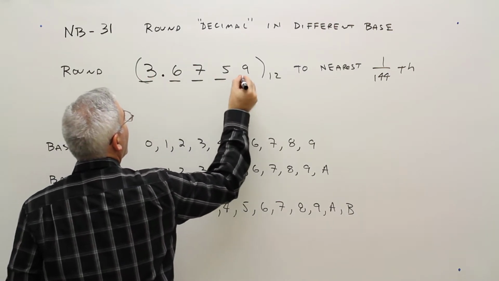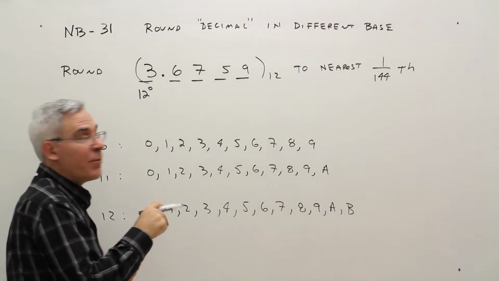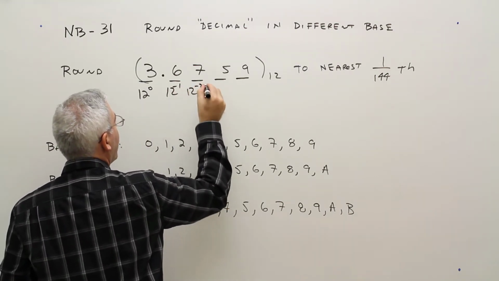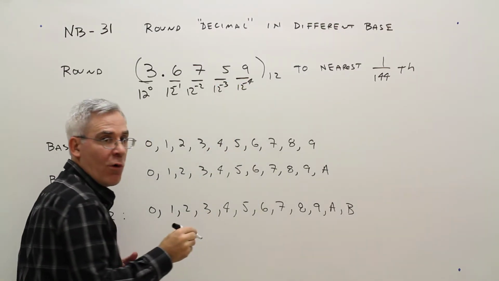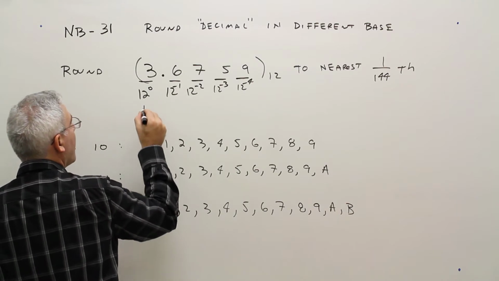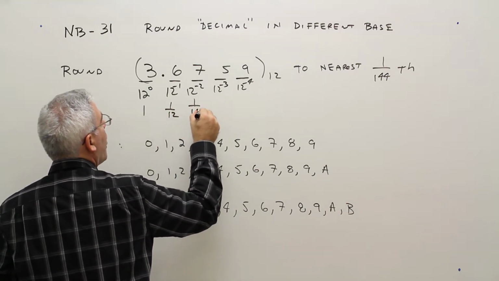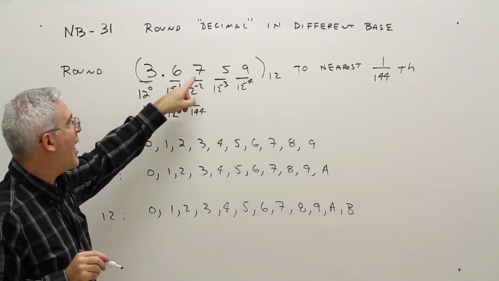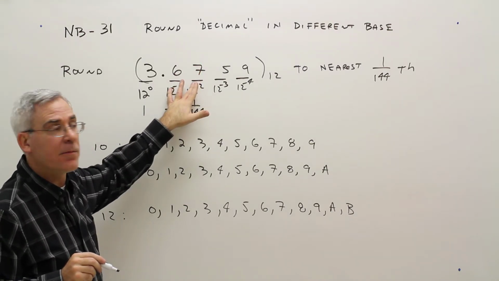Since I'm in base 12, to the immediate left of the decimal would be 12 to the 0, 12 to the negative 1, 12 to the negative 2, 12 to the negative 3, 12 to the negative 4. Let's put down friendlies, the 1s, the 1/12ths, the 1/144ths. I don't really care about those, so I'm going to round to the nearest two decimal places here.